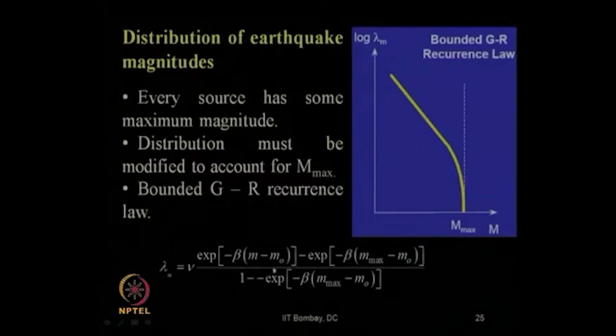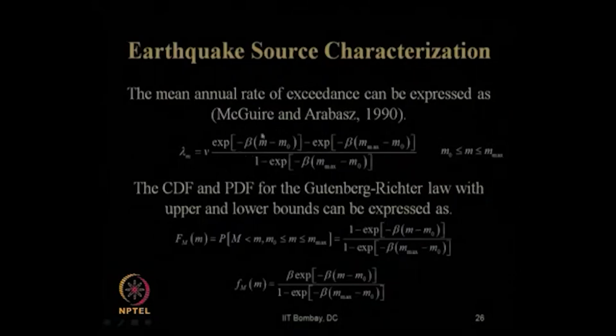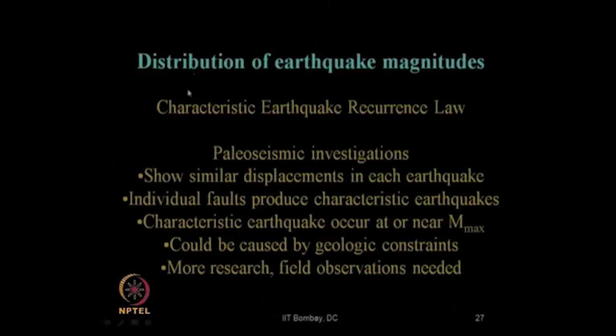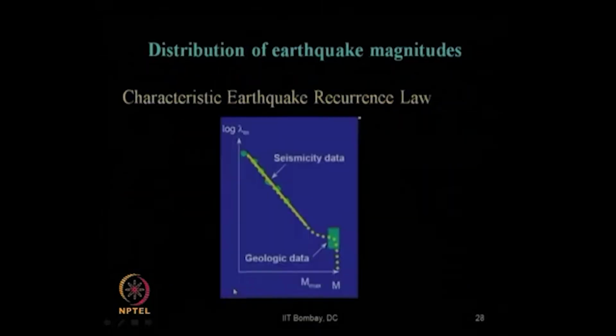Hence, the equation will change, not only with a threshold value of m naught, but also with respect to this m max. So, the modified McGuire and Arabasz equation of mean annual exceedance rate is given by this. Hence, the probability distribution function is given by this expression, considering both maximum and minimum. That means your magnitude should lie between these two limits of threshold minimum and maximum value. Then we have seen that for the distribution of earthquake magnitude, all these characteristics of the earthquake recurrence law are necessary.